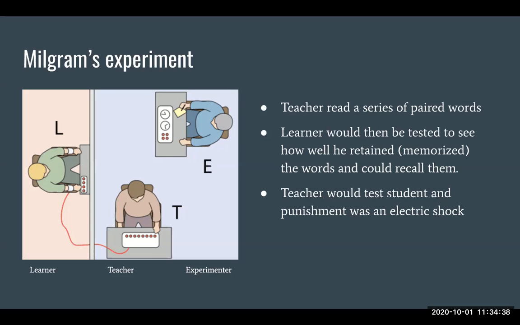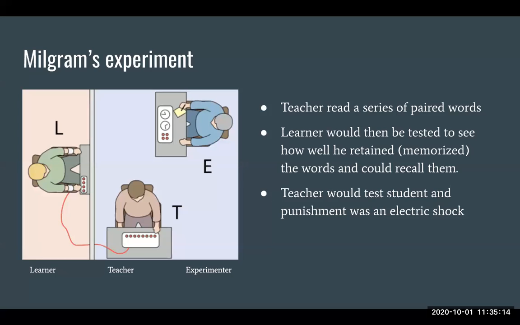The teacher had a long list of paired words, and what they were trying to do is test how well the learner could memorize those paired words. So the teacher would first read through the entire list, and then they'd go back to the top and read the first word of a pair, and list off four different options for the learner to choose which one they had read at the beginning. So essentially testing how well the learner retained or memorized the words and could recall them.